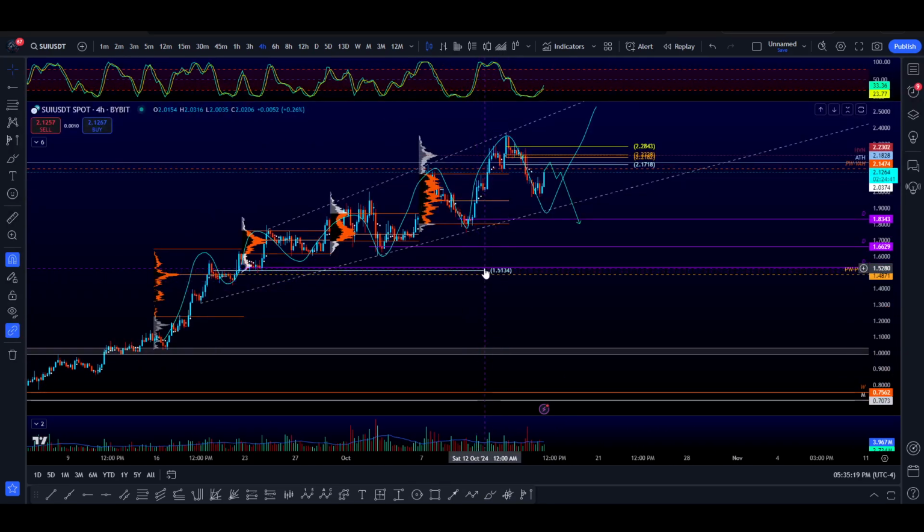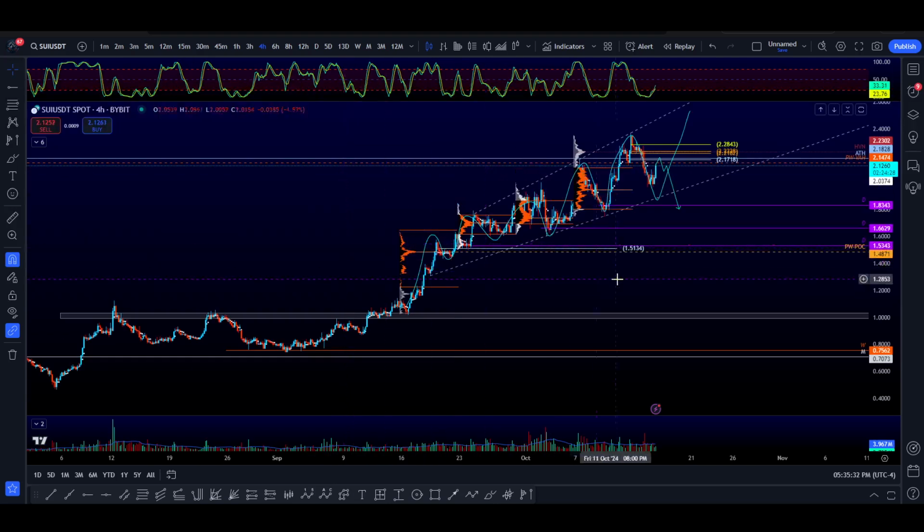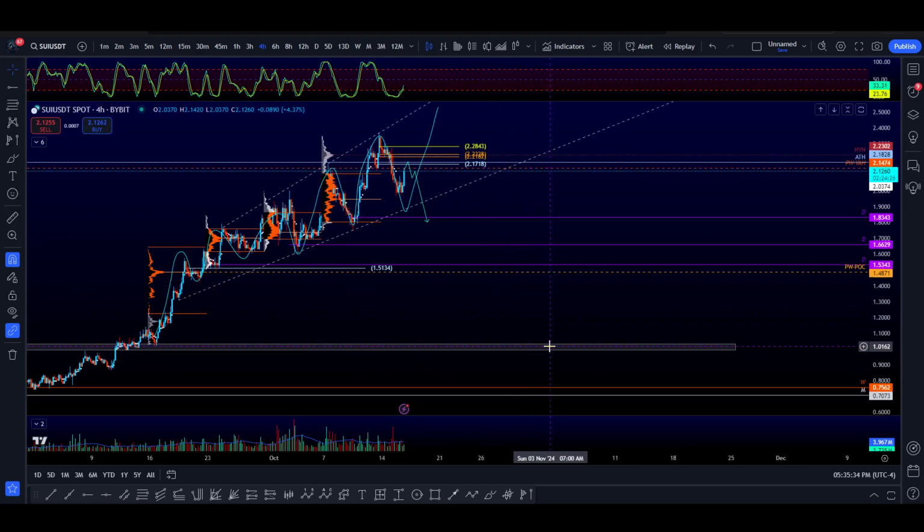$1.50 is the best area to long if we get a nice rejection. $1.85 is a nice area to try a long to see if we do get continuation, faking this trend line up. And in worst case scenario, if all these levels fail, then $1 would be the best bet next, right? Psychological level.